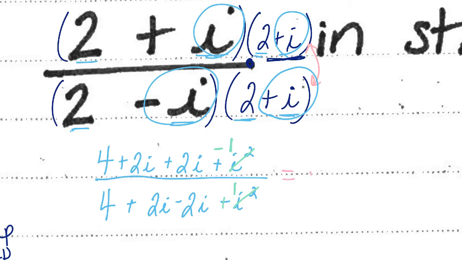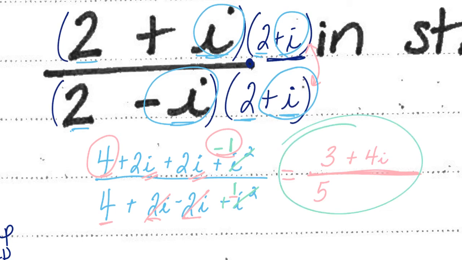So my final answer, our goal is to get rid of the i's in the denominator, which we did. 4 plus 1 is 5. And 2i and negative 2i, voila, those cancel out. On the top, 4 and negative 1 is 3. 2i and 2i is 4i. So our answer is 3 plus 4i all over 5.